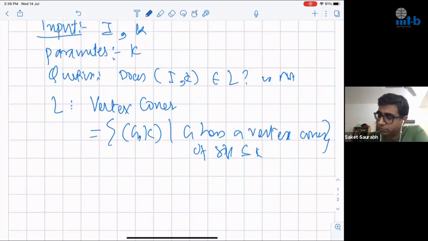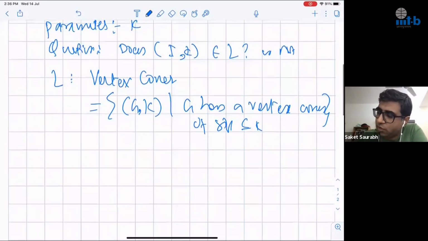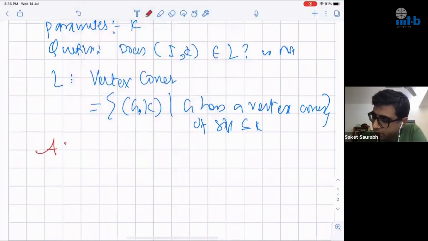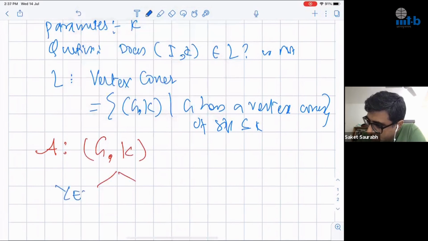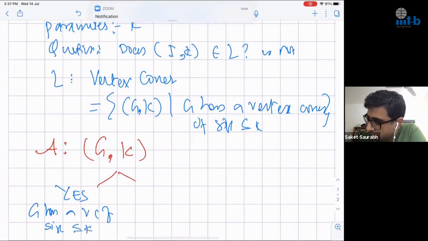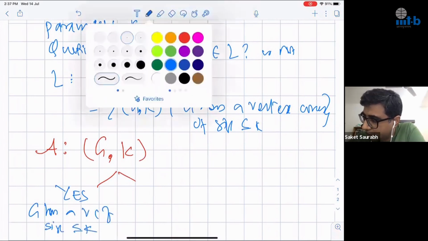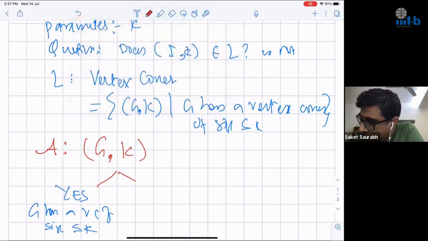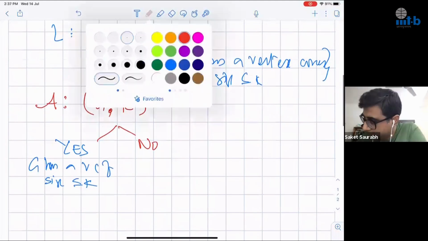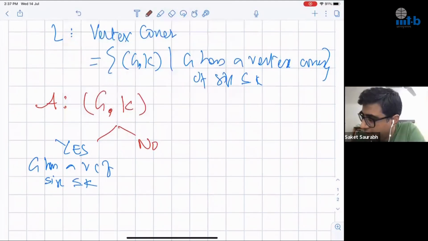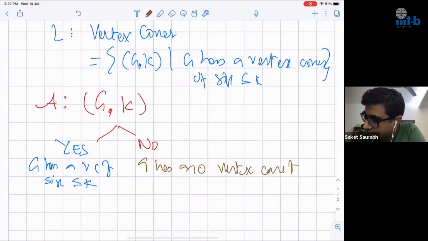But what does the algorithm actually do for vertex cover? It takes an instance (G, k), and it tells you yes, meaning G has a vertex cover of size at most k. When it says no, what is the meaning of that? We can immediately say that G has no vertex cover of size at most k.